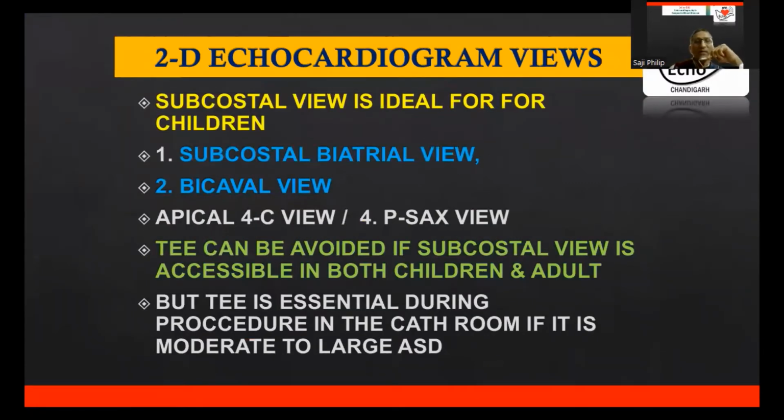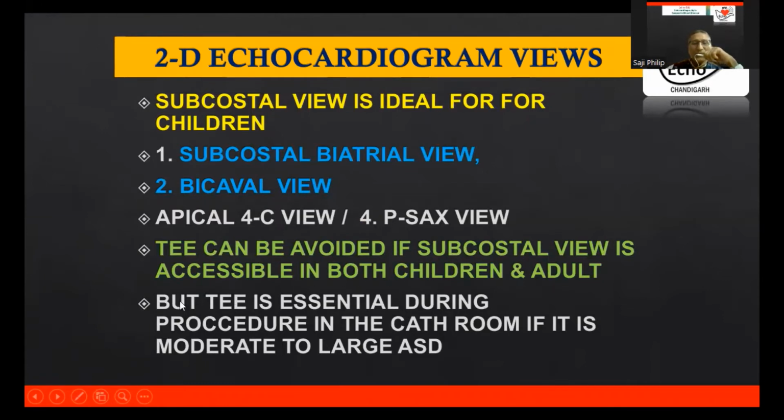The 2D echocardiogram views, I always say that the subcostal view, you have to learn properly. If you are taking the subcostal view very nicely, even in adults, except fatty patients, we can see the defect very clearly. So if you are seeing the defect nicely in the subcostal view, you don't need a transesophageal echocardiography. I have to see the subcostal biatrial view, bicaval view, apical four-chamber view. I say that TEE can be avoided if the subcostal view is accessible in both children and adults.